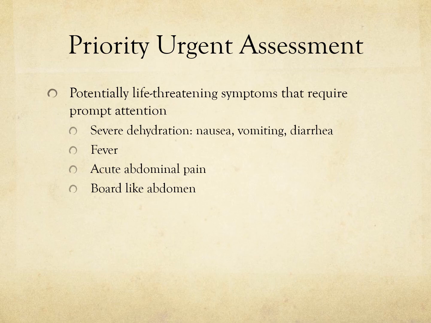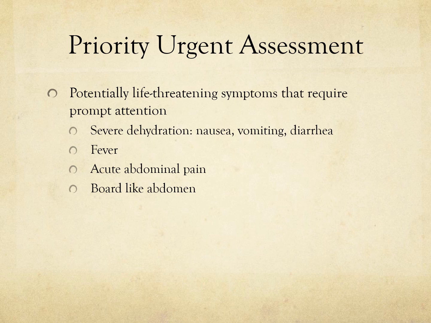One of those is severe dehydration, especially when patients are experiencing persistent nausea, vomiting, or diarrhea. These symptoms can quickly lead to fluid volume deficits and electrolyte imbalances. So patients may present with tachycardia, hypotension, dry mucous membranes, decreased urine output, weakness, or dizziness. And in severe cases, dehydration can progress to shock, especially in our older adults or even young children.